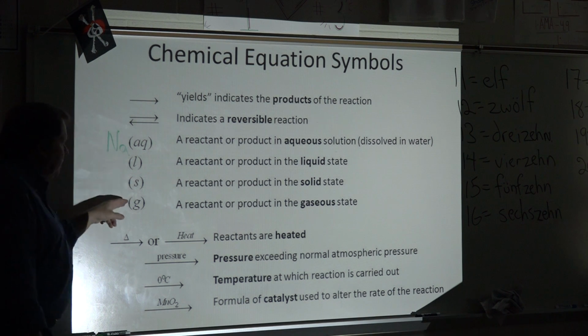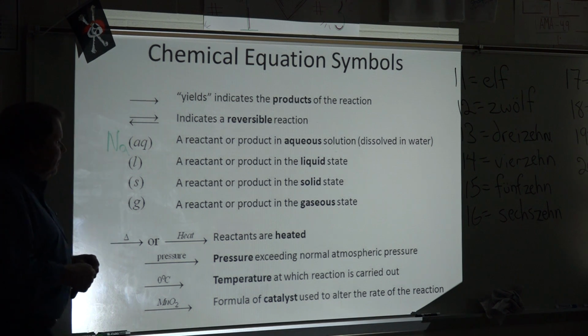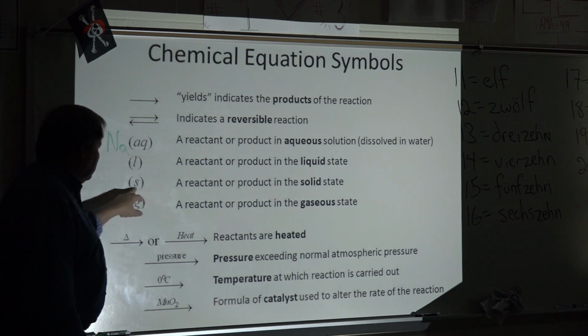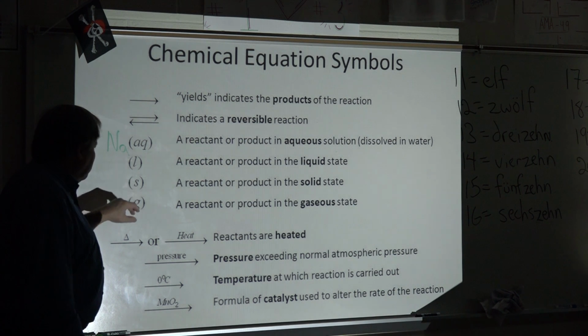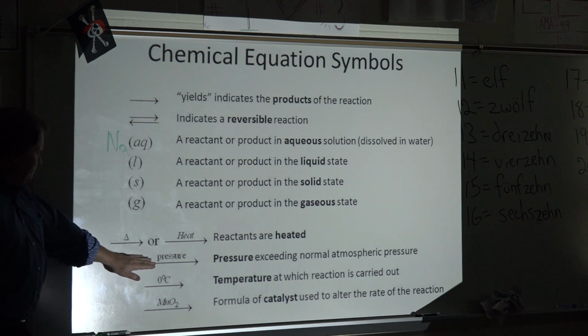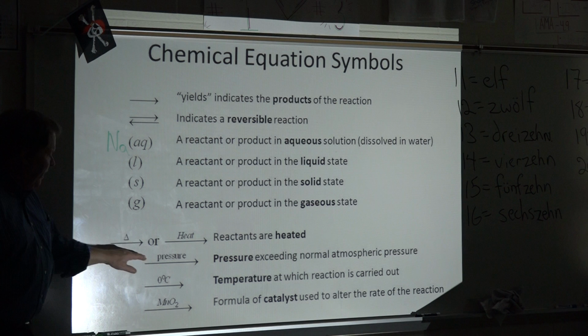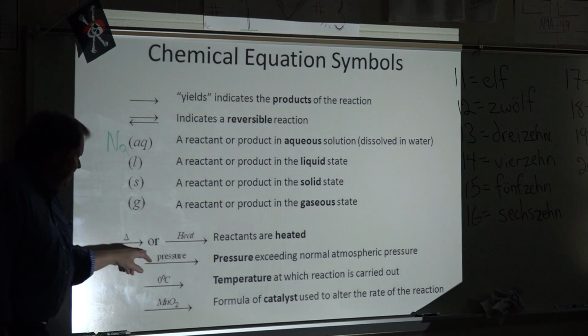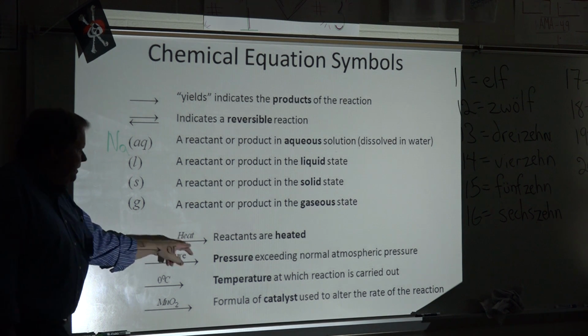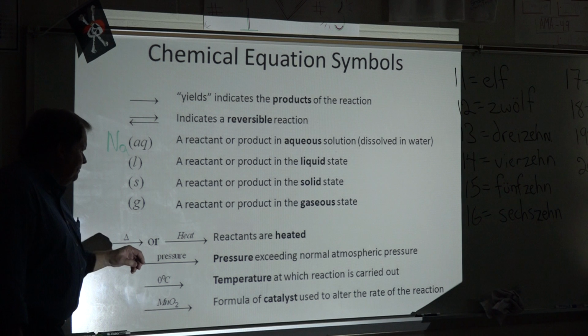And so those are critical to understand, especially as we'll be doing a couple of precipitation reactions, and we start with some aqueous solutions and we get solids out of them. All right, these symbols, if on the top of the arrow you see this delta sign, or heat, it means that we are heating the reactants.